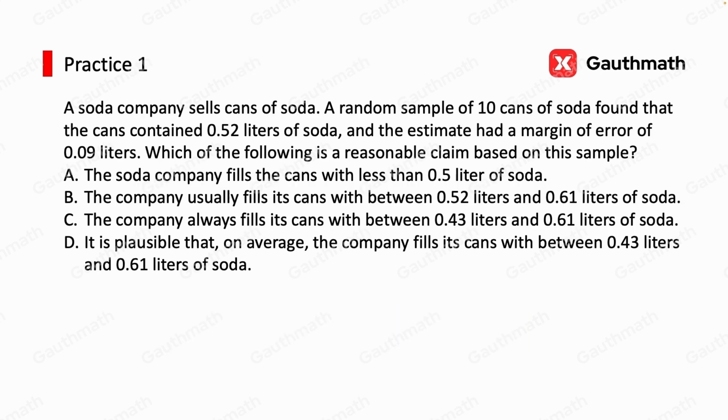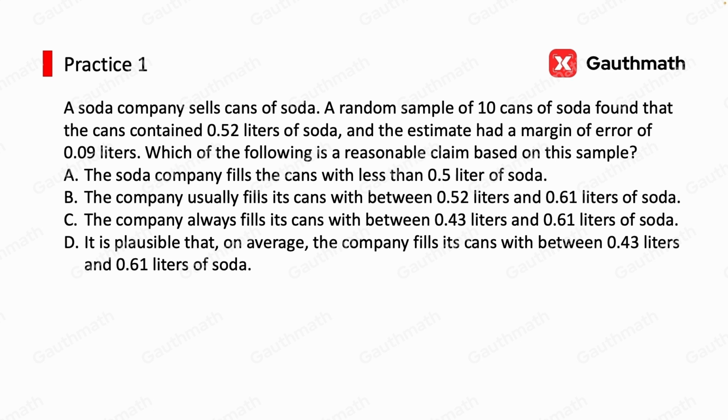Okay, now we have a basic understanding of confidence interval and margin of error. Let's take a look at this practice question. A soda company sells cans of soda. A random sample of 10 cans of soda found that the cans contained 0.52 liters of soda, and the estimate had a margin of error of 0.09 liters. Which of the following is a reasonable claim based on this sample?